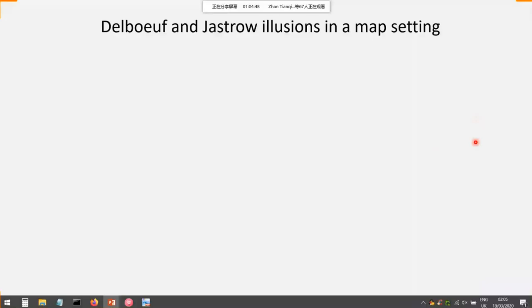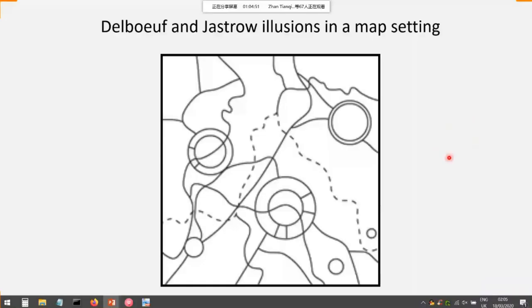And we can also think about that in a map setting. You have circles within other circles, and you have this kind of sectors of circles, then these illusions come into play and might change the impression that we have of these diagrams.